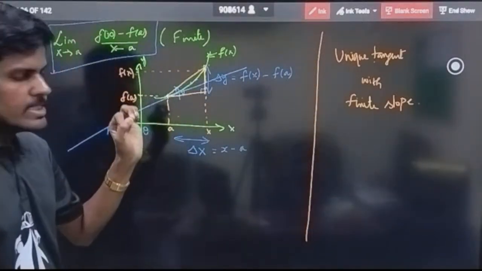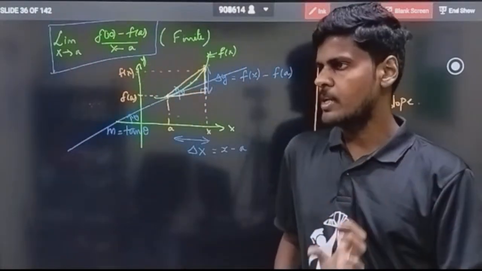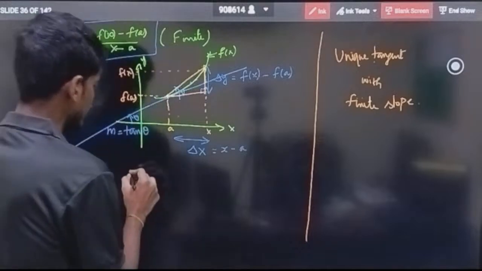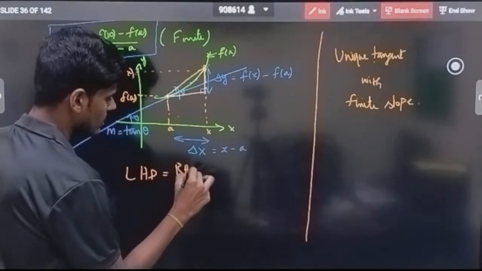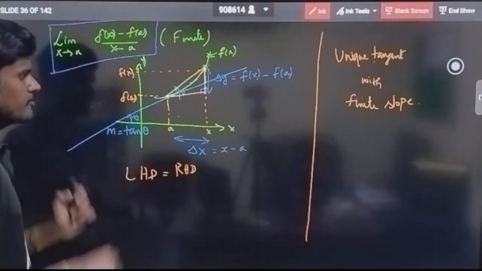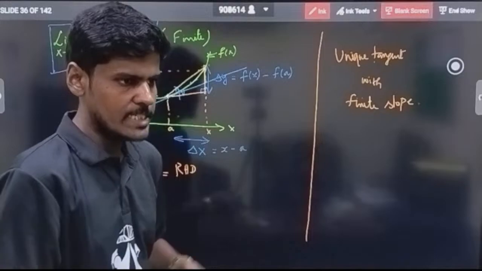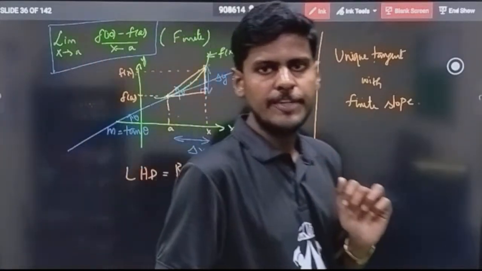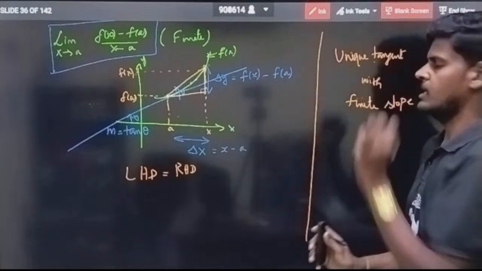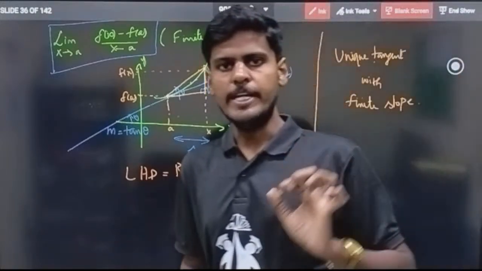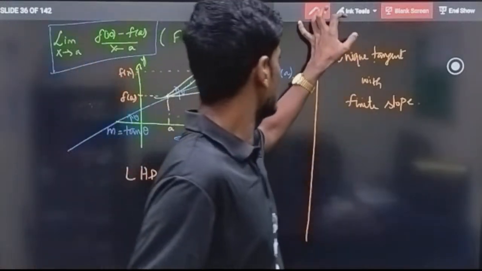Do you understand? So what does that mean? The left hand derivative as well as the right hand derivative should be equal. Left hand derivative should be equal to right hand derivative. And what does the left hand and right hand derivative mean? From the left hand side, what is the slope of the tangent? From the right hand side, what is the slope of the tangent? Right. So you just need to remember these keywords: unique tangent and finite slope. That is the geometrical meaning of derivative.